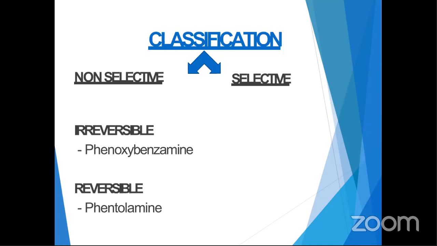So classification could be non-selective or selective. Among the non-selective, there is irreversible and reversible, with only one drug each. For irreversible, there is phenoxybenzamine. The name is very lengthy, so try to learn it by heart. And the reversible one is phentolamine. It's quite confusing also, as both start with P. So you should be careful while writing the names of irreversible as well as reversible. Irreversible is phenoxybenzamine, whereas the reversible one is phentolamine.